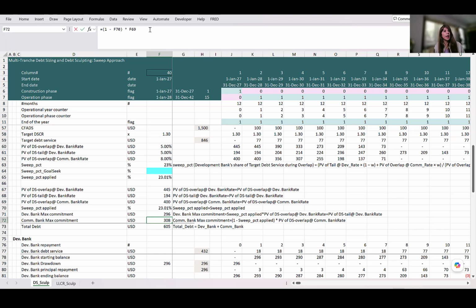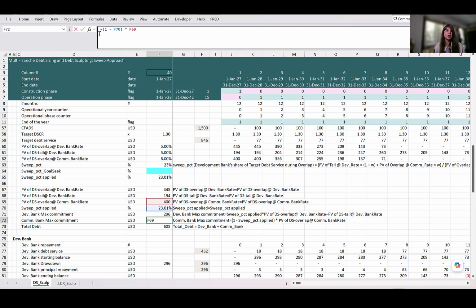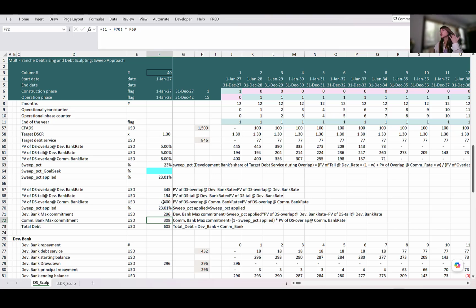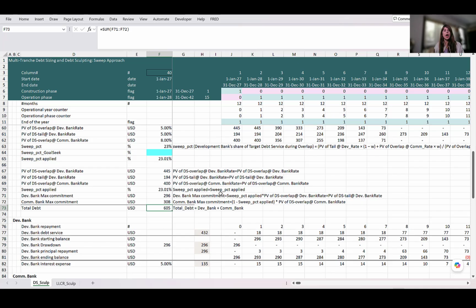For the commercial bank, it's simply 1 minus 23% times the PV of the debt service during the overlap discounted at the commercial bank interest rate. So the sum of these two is going to give you the total debt in this case, which is 605. So you have already sized the debt.